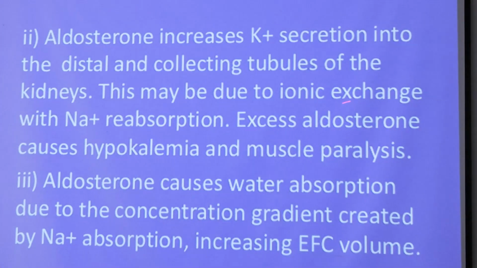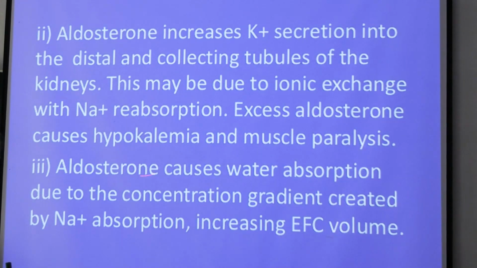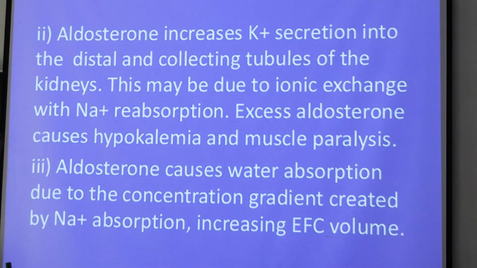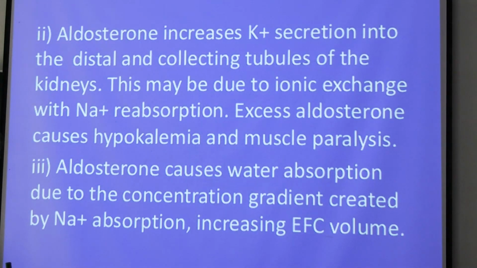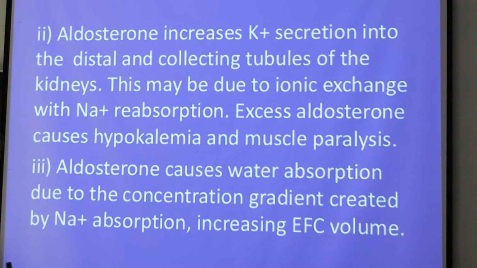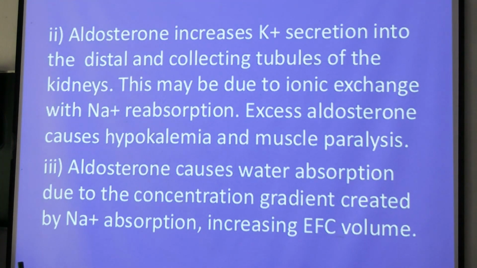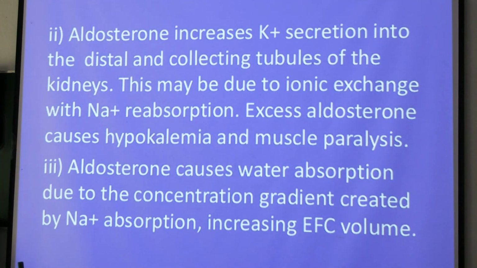Aldosterone increases potassium secretion into the distal tubule and collecting tubules of the kidneys, and this may be due to ionic exchange with sodium reabsorption. And excess aldosterone causes hypokalemia and muscle paralysis. More sodium will be absorbed, more potassium is released, so that's why there will be hypokalemia, a low potassium level in the blood, leading to muscle paralysis. Aldosterone causes water reabsorption due to the concentration gradient created by the sodium absorption, increasing ECF volume, the extracellular fluid volume. Okay.